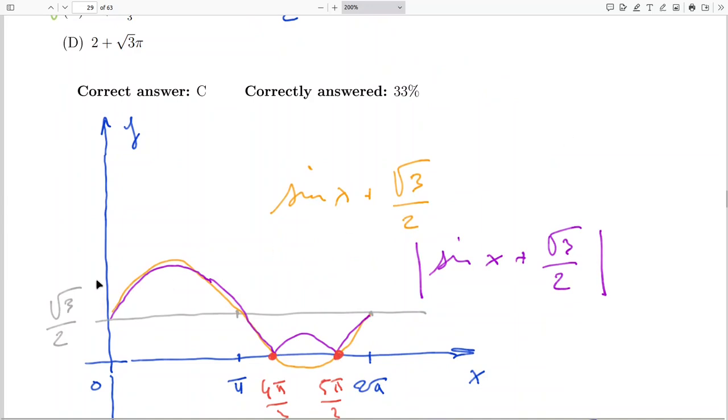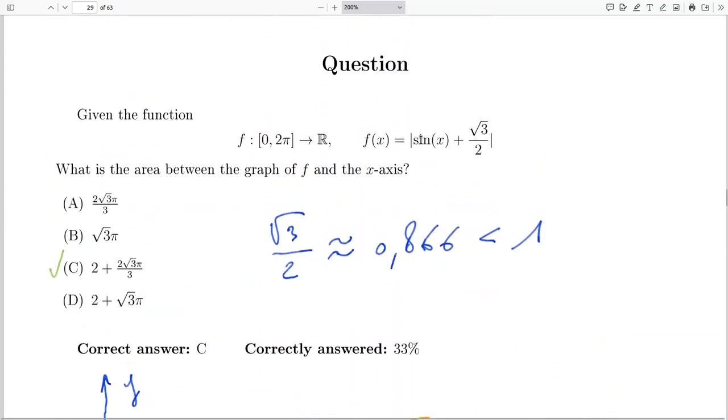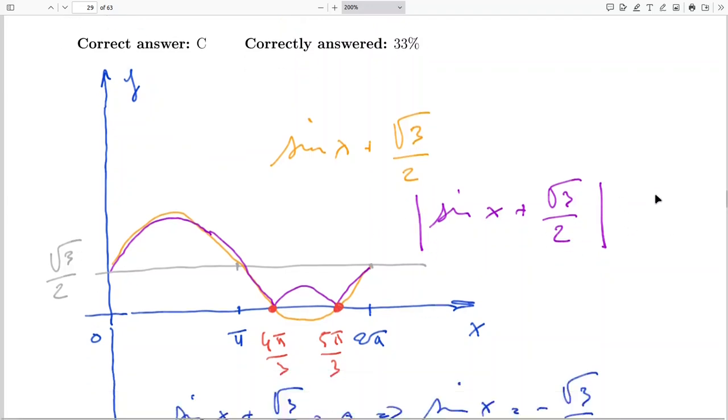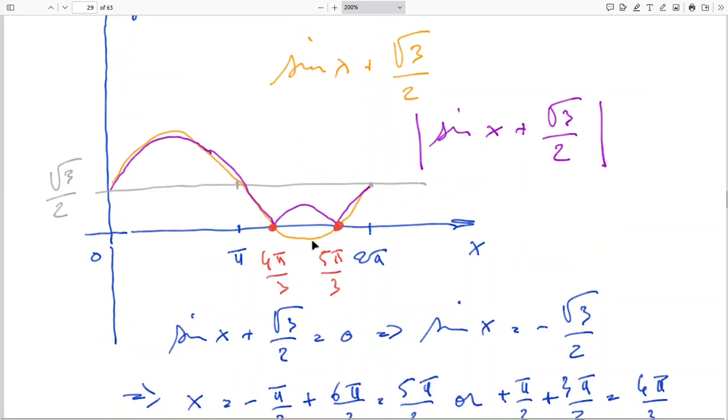So here we have square root of 3 over 2, which is the baseline. And then we add the sine to that. So the sine will be the orange curve, sine x plus square root of 3 over 2. But we'll need the absolute value, so that means that anything that is negative gets flipped around the x-axis and becomes positive. So you end up with the purple curve.